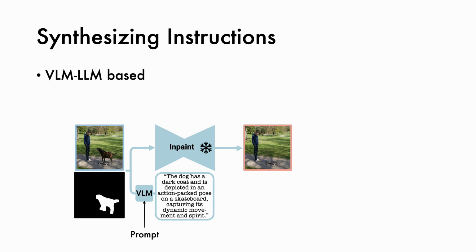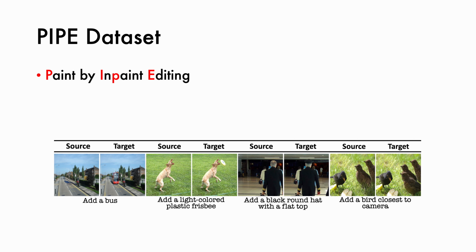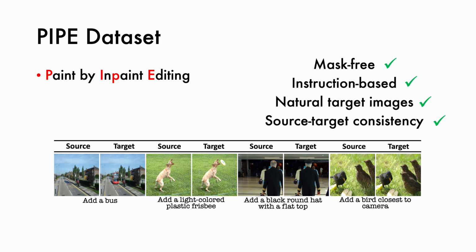To create a rich object-editing textual instruction, we use a VLM to extract the object information and an LLM to translate it to an instruction. These are examples of our final mask-free instruction-based dataset named PIPE, which consists of natural images with source-target consistency by construction.